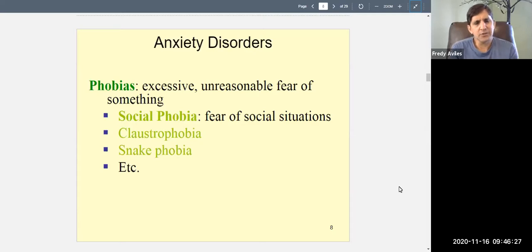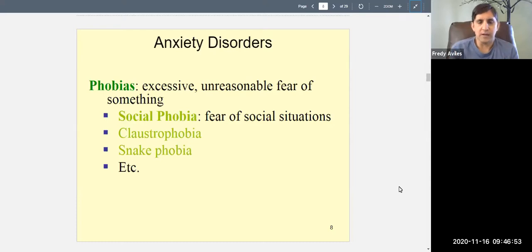One type of anxiety disorder is called a phobia. Phobias are excessive, unreasonable fear of something. See, we're all afraid of certain things, right? A lot of us are afraid of snakes, okay? A lot of people are afraid of several things. We all have fears, but that doesn't mean you have a phobia. When you have a phobia, that means it's excessive, it's unreasonable. You are so afraid of something that it causes problems in your life.